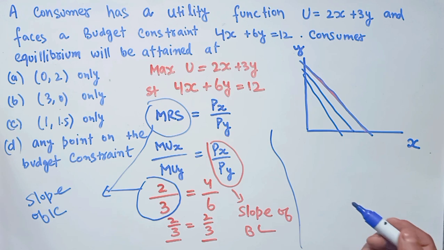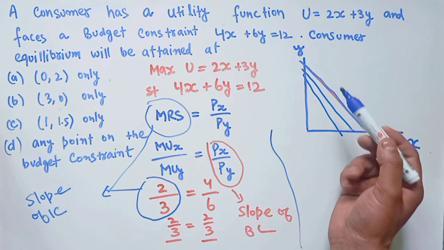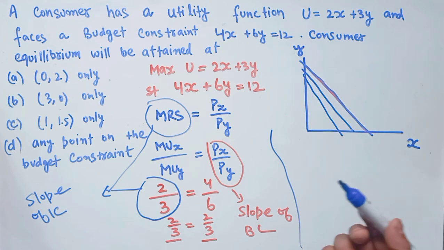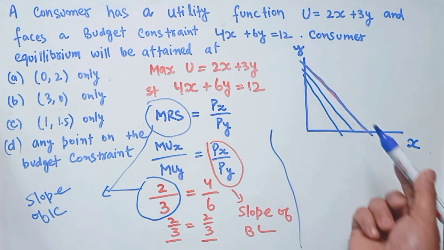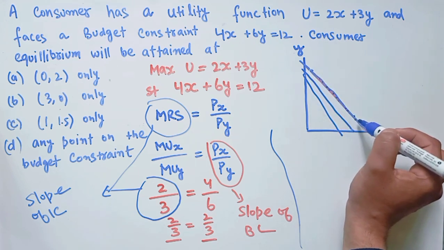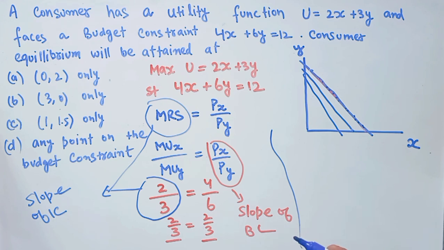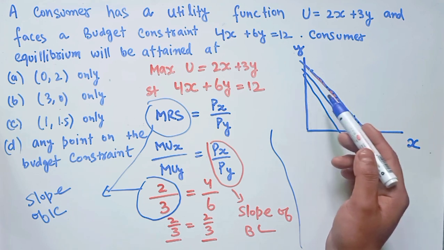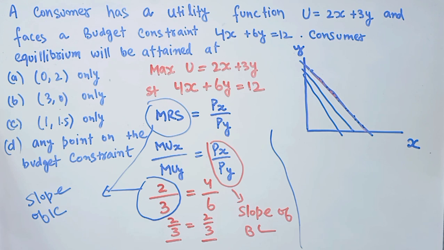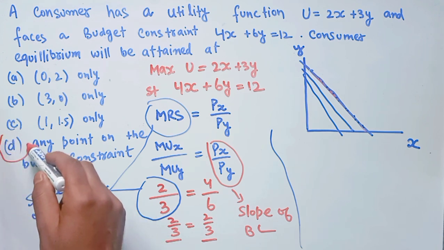In this case the slope of the indifference curve and the slope of the budget line are equal. That means the indifference curve and the budget line will coincide with each other, they will overlap, and any point on this line will be the equilibrium point for the consumer. Any combination of X and Y on this budget line will denote the equilibrium condition. That means the correct option should be option D.